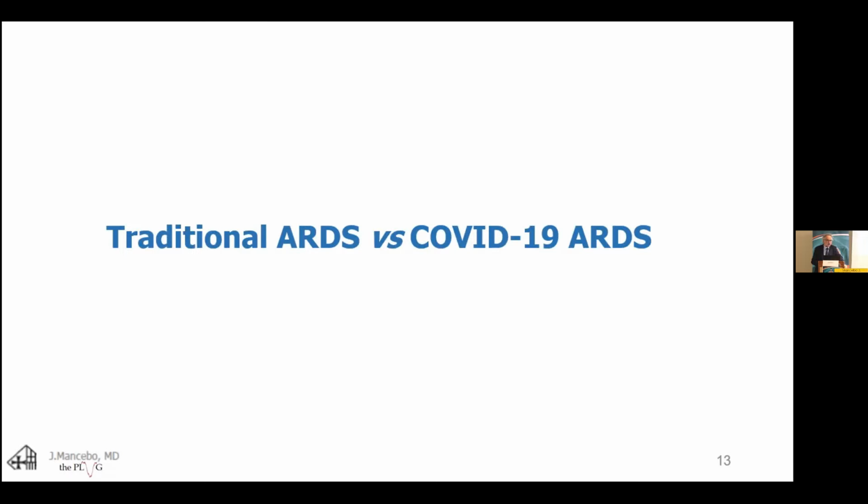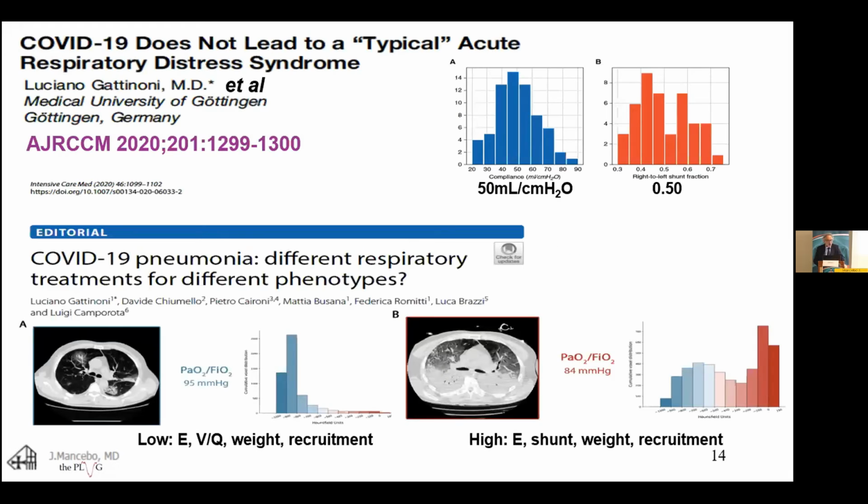There has been a lot of controversy about the differences between traditional ARDS versus COVID-19 ARDS. I'm sure that you are aware of this. And this controversy started with a letter published in the American Journal, saying that these patients had no higher compliance than expected as compared to traditional ARDS patients, and they had a high fraction of shunt. So this led the authors to make the hypothesis that COVID-19 had two different phenotypes.